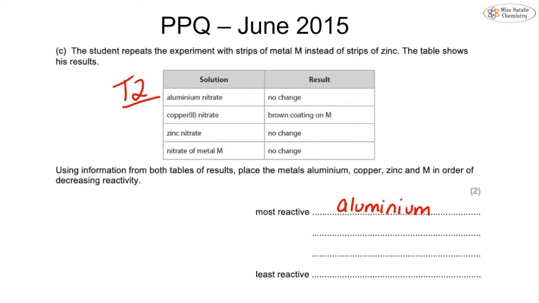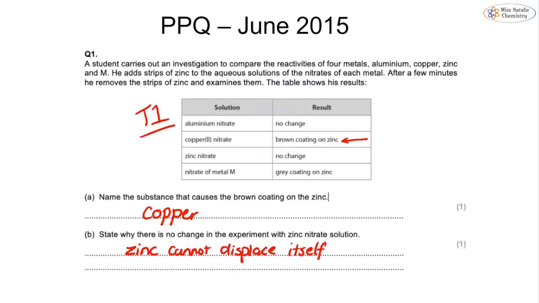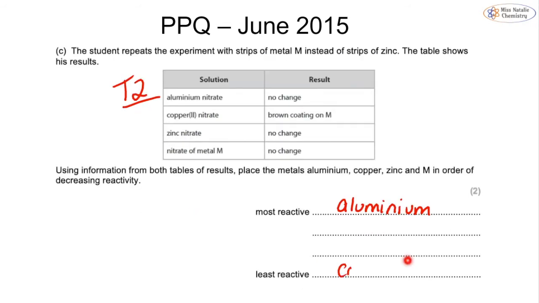For the least reactive, it's going to be the one that is displaced in both. So we can see that copper is displaced in table 2 and copper is also displaced in table 1. So that means our least reactive is going to be copper. Now we just have to figure out which one is going to be most reactive, zinc or the nitrate of metal M.